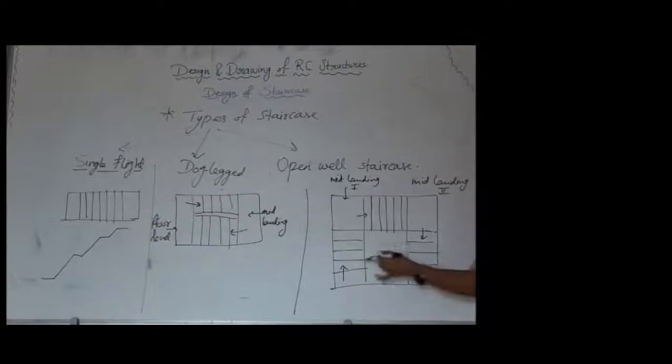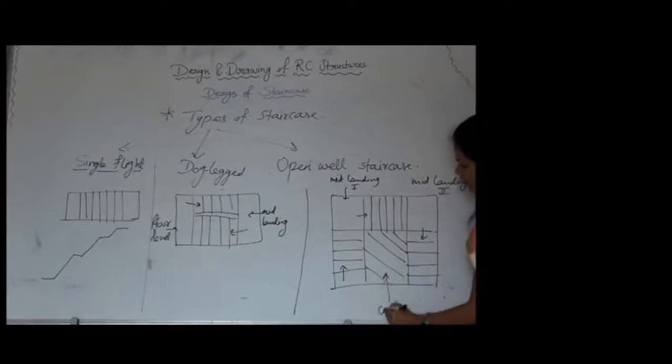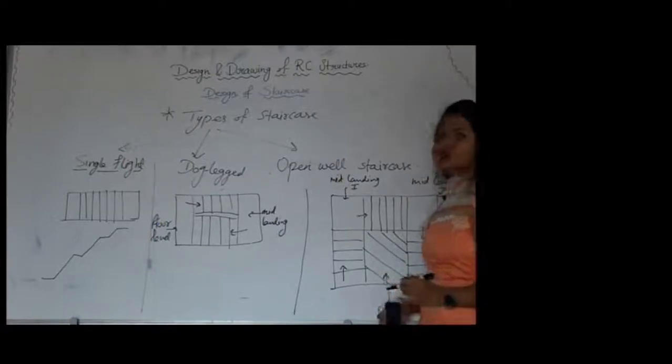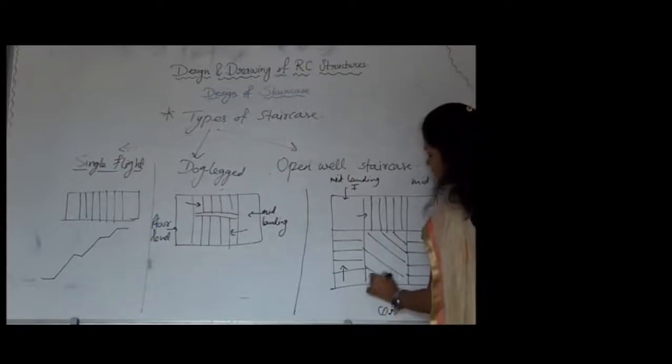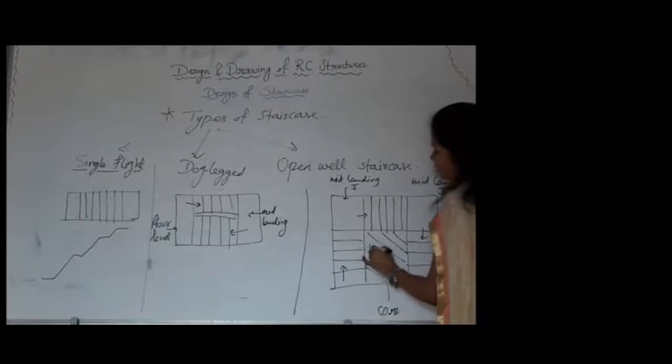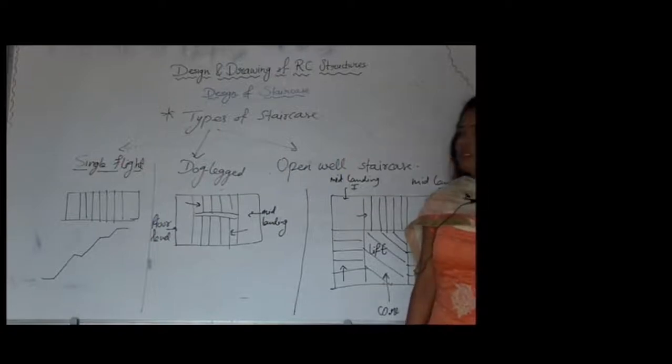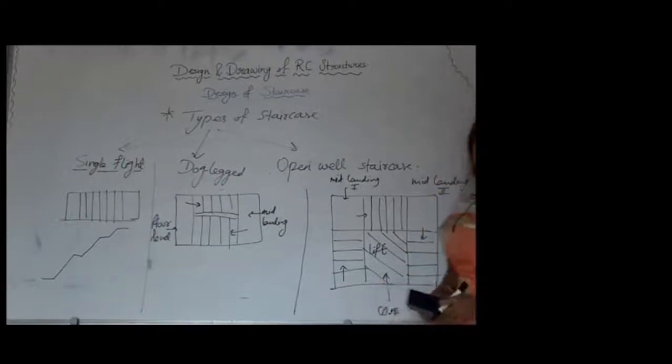So because of these three flights, we get some area between these flights. This area is called the core. This can either be used for ventilation purposes, or in this area we can provide a lift portion. That means this core can also be used for the purpose of a lift. So these are the types of staircase.